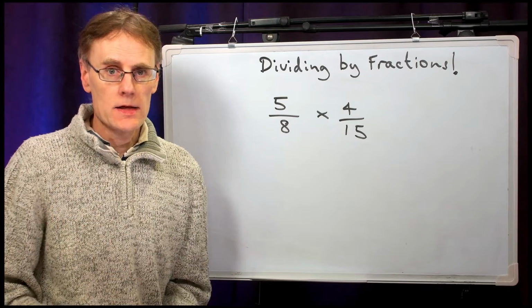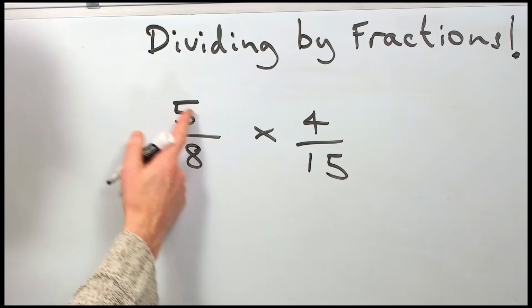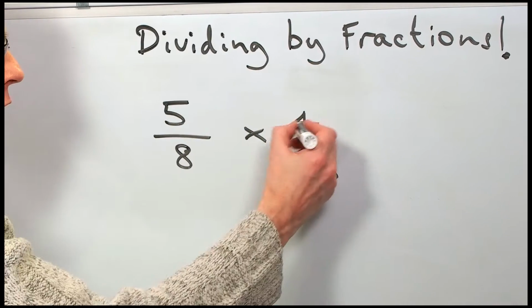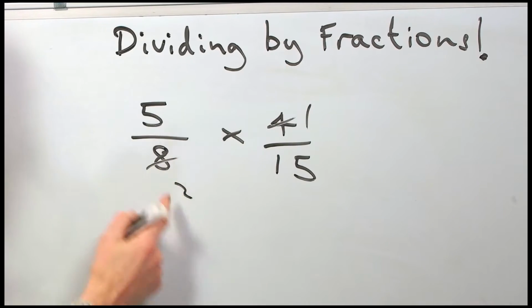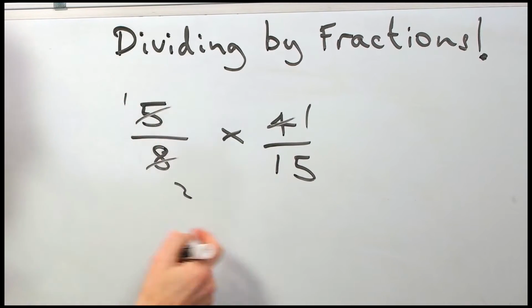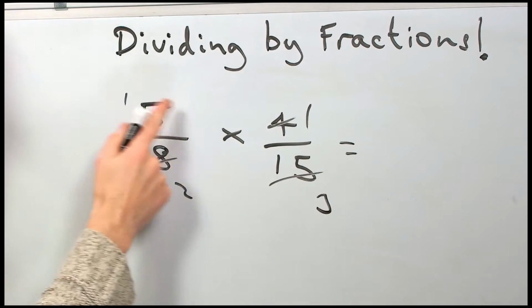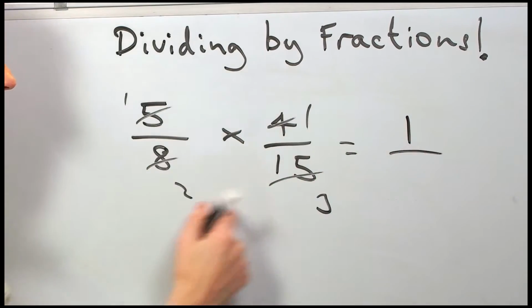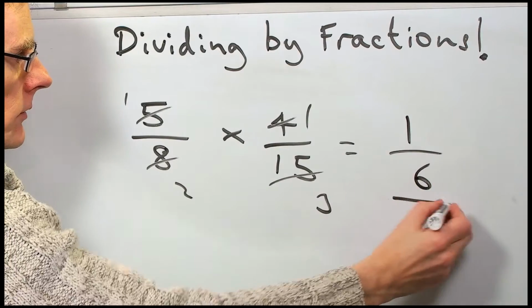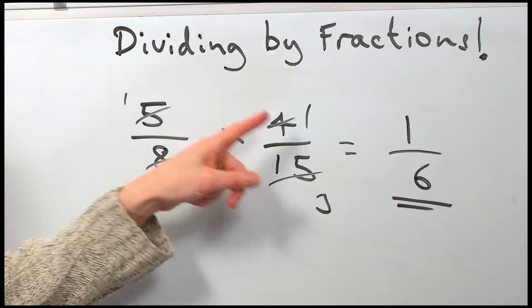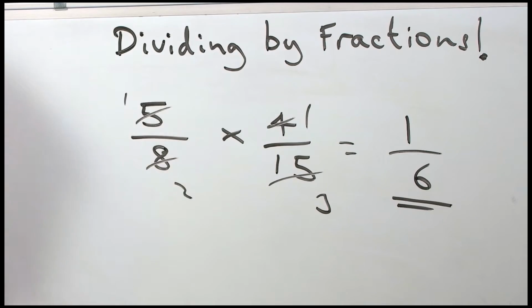Now if you can, cancel it down first. So here, we can cancel anything on the top with anything on the bottom. 4 into 4 goes once, 4 into 8 goes twice, 5 into 5 goes once, 5 into 15 goes 3 times. So we multiply out, 1 times 1 is 1 over 2 times 3 is 6. And that'll be in its lowest terms, as long as you've cancelled down as much as possible to begin with.